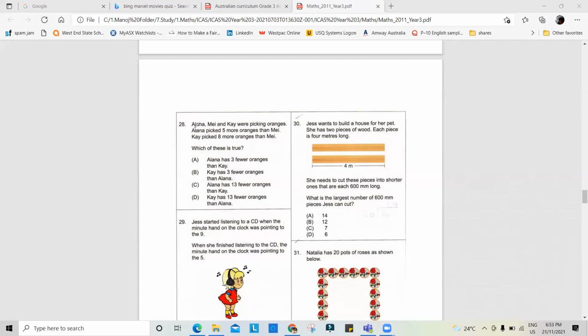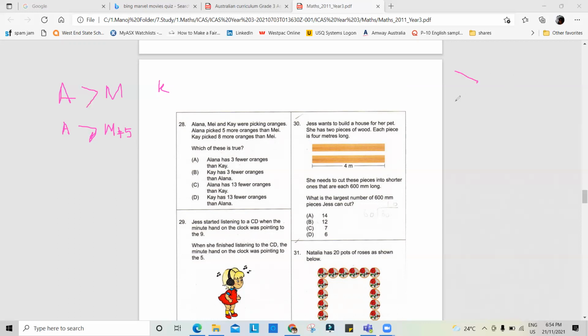This one, what you do is you get these names. Alana we call A, May is M, and K is K. All are picking oranges. Alana picked more oranges than May. That means Alana is more than May. How much? 5, right? That means if you add 5 to May, this is going to be Alana's number, right? But from here, you can tell that Alana is bigger than May.